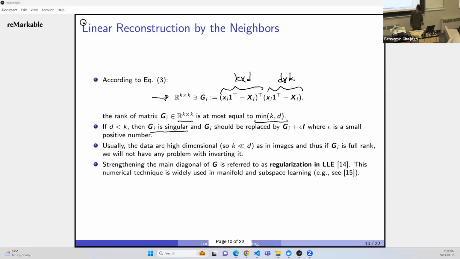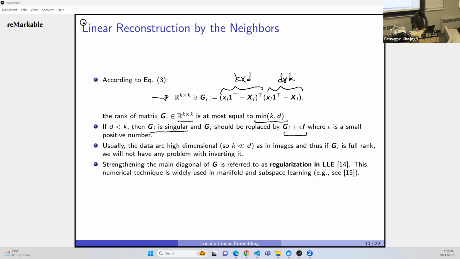So if that happens, we have several options. Either we decrease K, so K becomes less than D, or we just strengthen the main diagonal of G_i. It was the hack which we use a lot, especially in Fisher discriminant analysis and many other parts in machine learning. Do you remember? So we have G_i plus epsilon I, where epsilon is a small positive number.